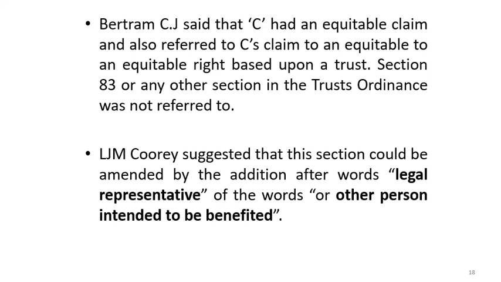Once again, A transfers the property to B, but he did not dispose of the beneficial interest to B, then B must hold the property for the benefit of A. If A died, then B must hold the property for the benefit of the legal representative of A, not anybody else. That's why, if A intended to transfer the property to C, then what is the situation? We can't give effect to that trust. That's why L.J. Murray suggested an amendment to section 83 by adding the words legal representative or other person intended to be benefited.